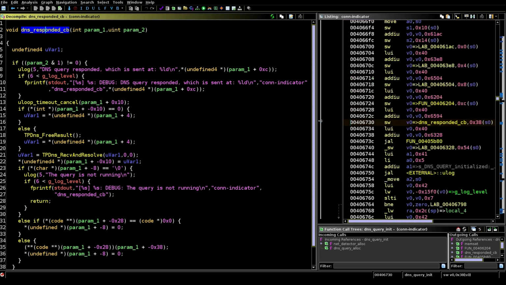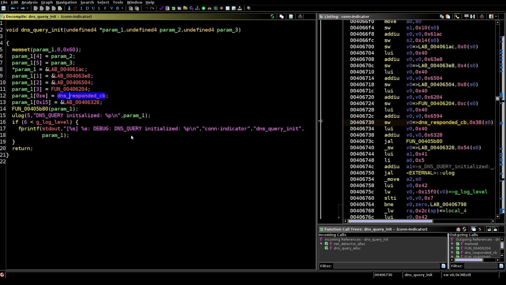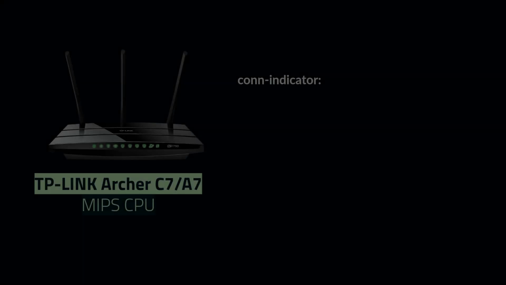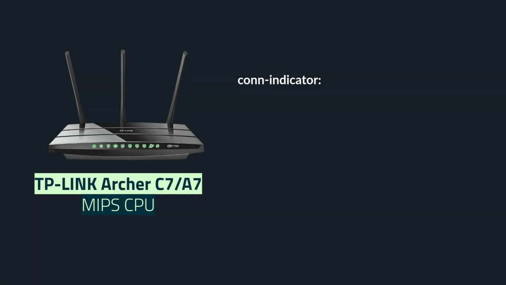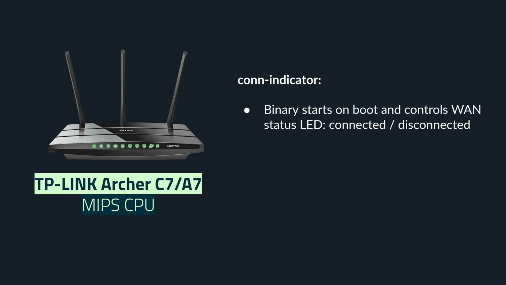But to fully understand the internals and see if our crashes can be useful, I need to spend a few hours reversing. Bear with me. After a few hours of reversing, I finally know what is going on. Conn-indicator starts on boot, and its only job is to control the LED light on the router. The LED lights indicate if the internet cable is connected and if you have an internet connection. That's it.